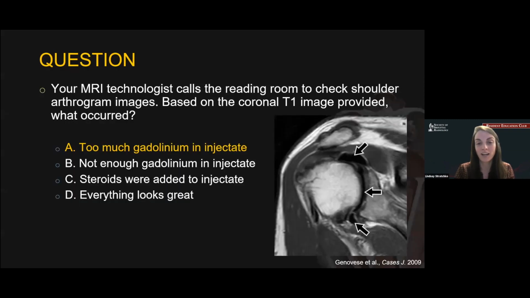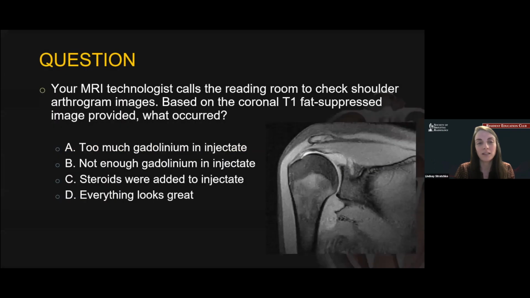This is a case of too much gadolinium. We have a companion case here. Same thing, the MRI technologist is going to call you to check these images. We have coronal T1 fat suppressed images this time, and they want to know what's going on. They can't see the contrast. So again, did we put too much gadolinium? Not enough? Steroids in the injectate? Or everything looks good?